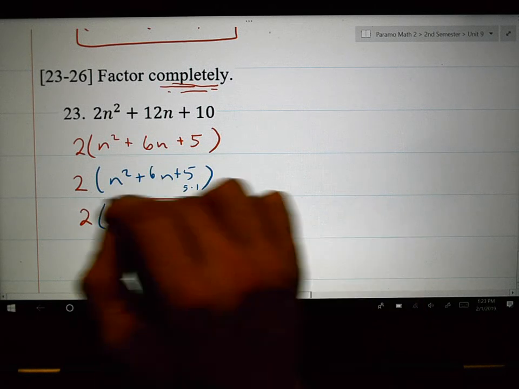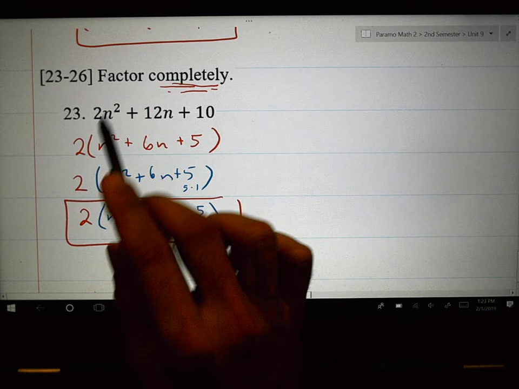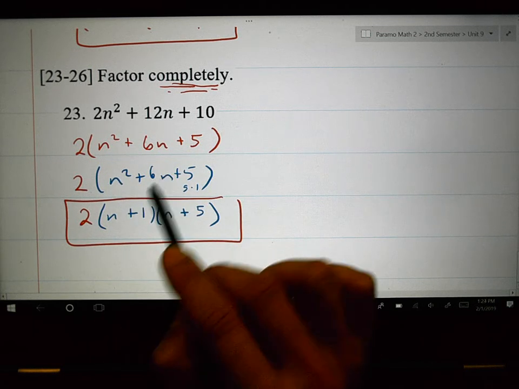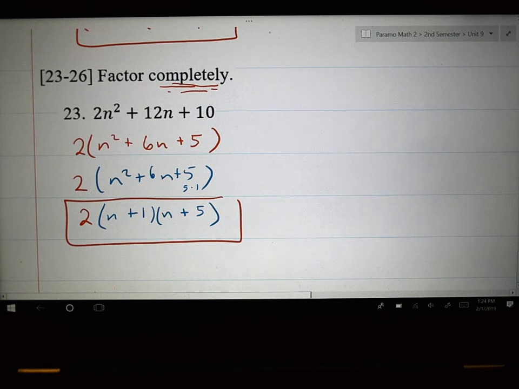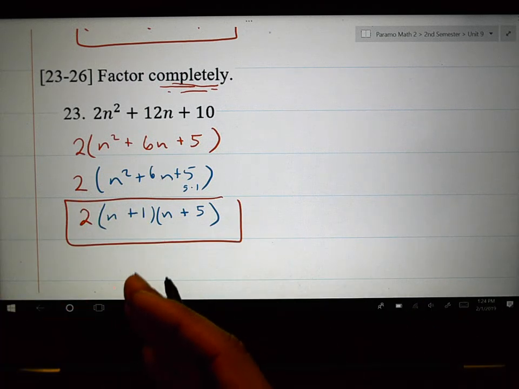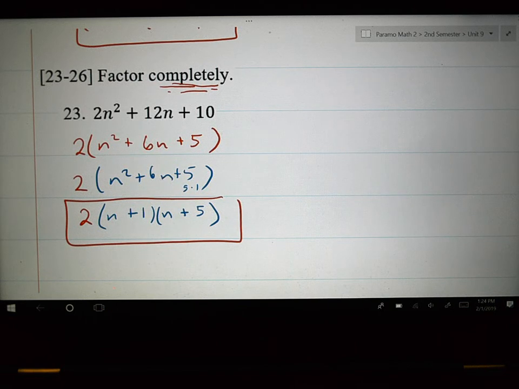This is factored completely. Notice that there's a GCF in front of the trinomial that broke apart, and there's the 2 answers. These could be mixed up, of course, with n plus 5 first and the n plus 1 second. It would be the same thing. I'm going to stop your notes right there.